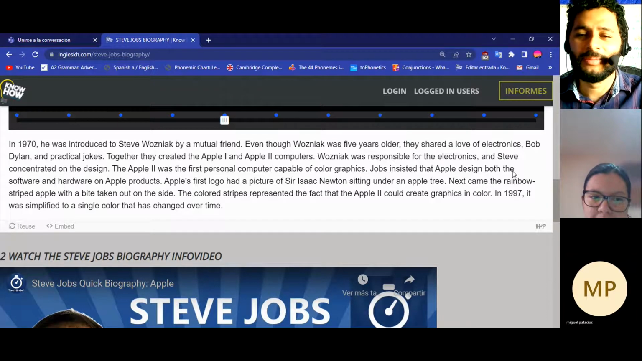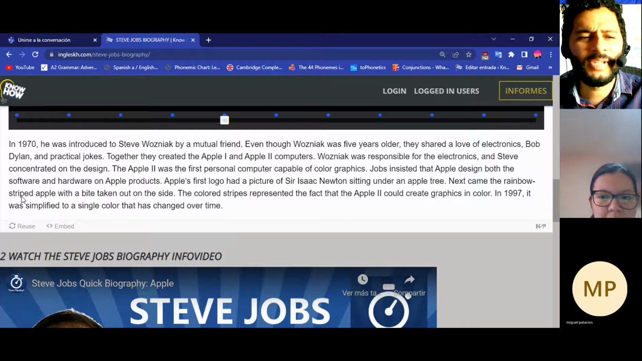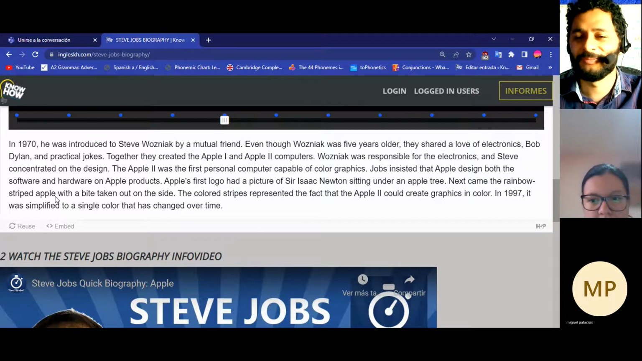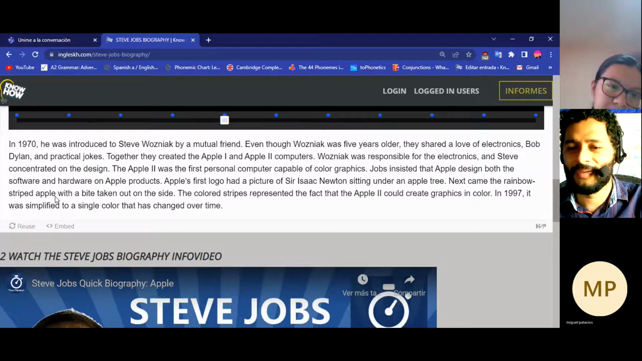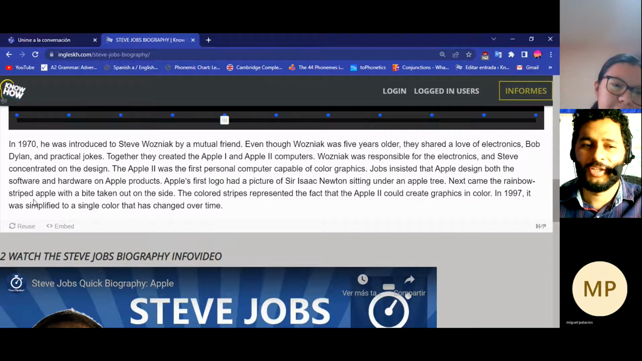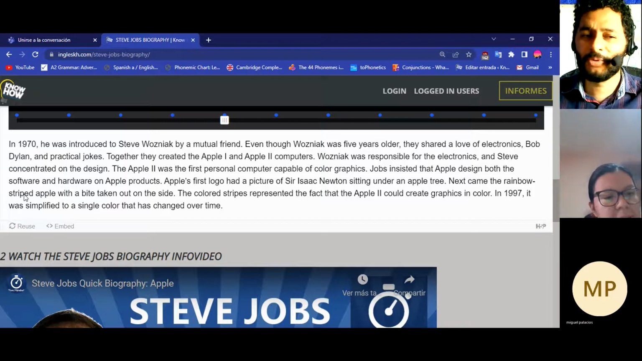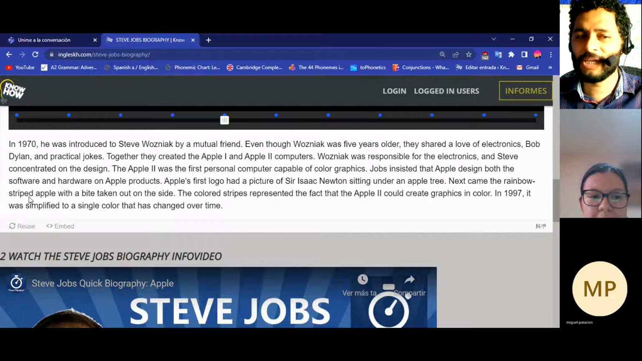Mira, a ver. With the next game, the rainbow. ¿Cómo dirías esto? Rainbow y luego esta palabra y luego apple. The rainbow striped apple. Okay, ahora vamos a pasar con el paso número uno. Primero, esta ED, ¿a qué suena? Si hay una P detrás. Sí.